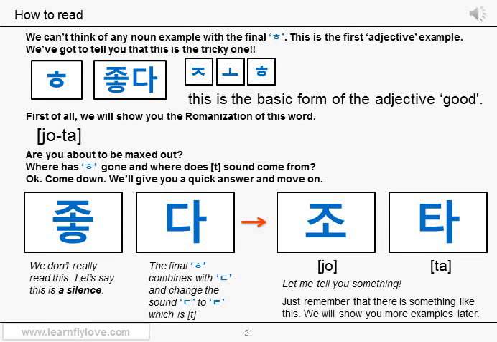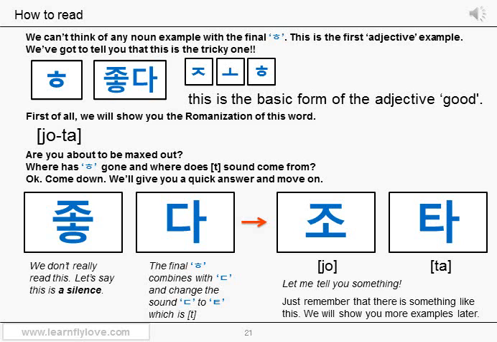Let's learn how the consonant hid, which sounds h, like h in English, sounds like when it is used as a final in a block. We can't think of any noun example with a final h consonant. This is the first adjective example. We're gonna tell you that this one is a little bit tricky. Please check how this adjective looks like first.